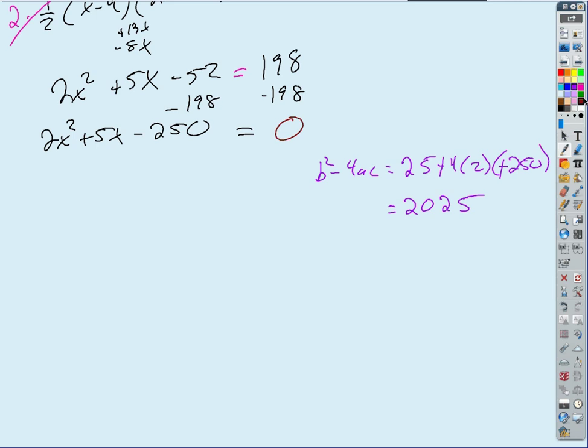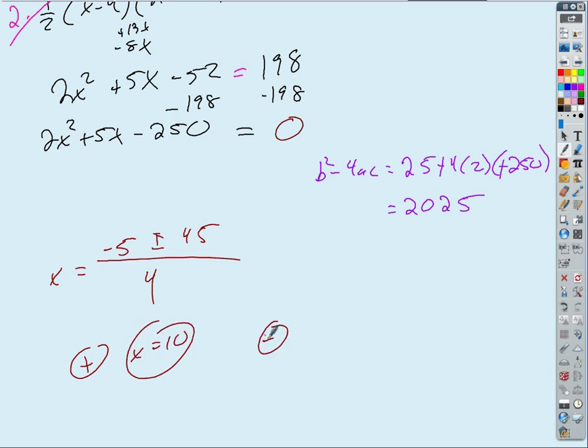So then quadratic formula, we're going to get x equals negative b plus or minus the square root of 2025, which is just 45, right? All over. Okay, so we got them, right? What are our two answers? If we take the plus, we get negative 5 plus 45. Oh, well, all of it. 40 over 4 would be 10. There you go. So I get x equals 10. If I take the minus, negative 50 over 4, so negative 25 halves.